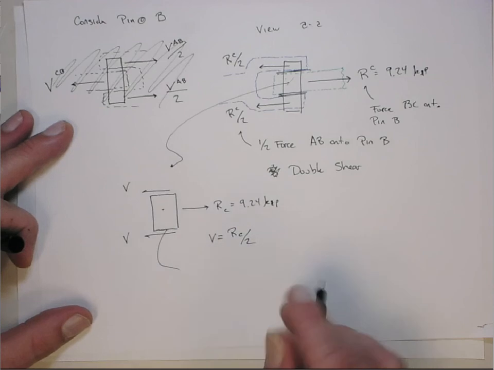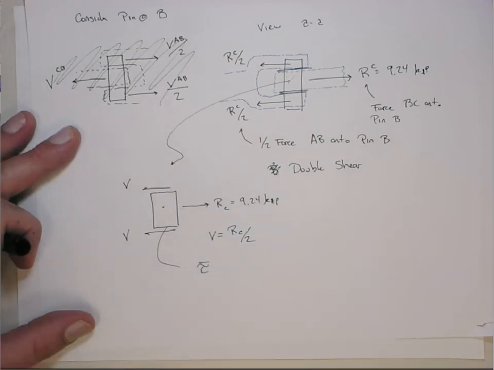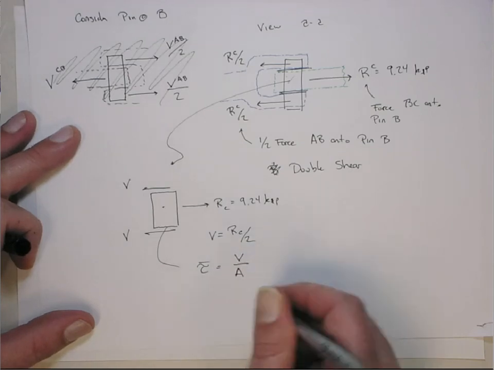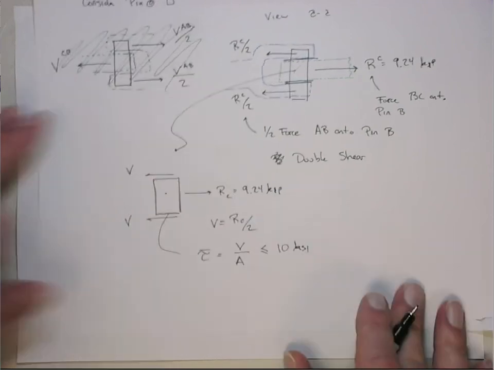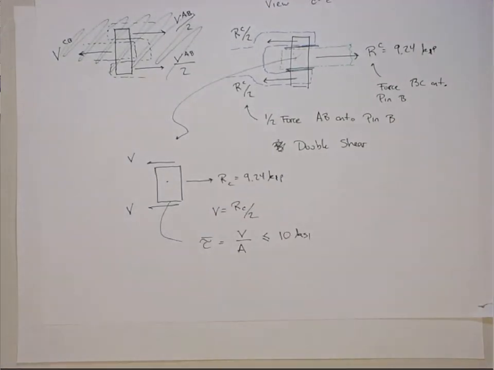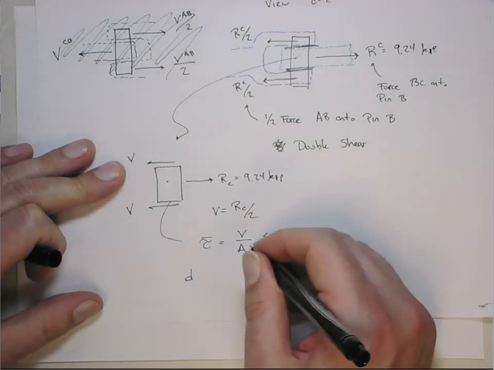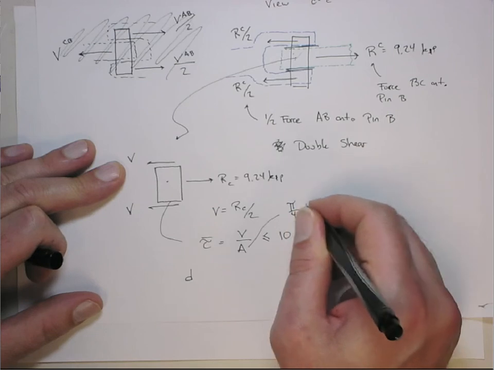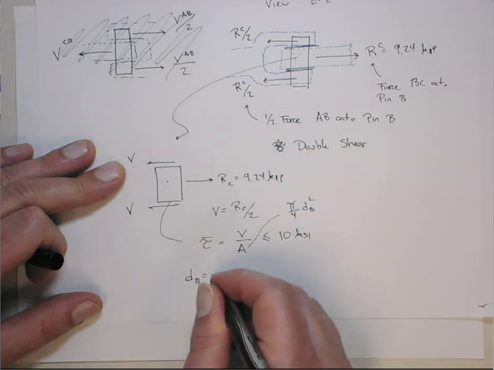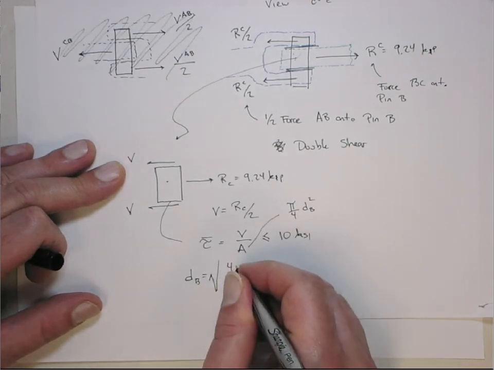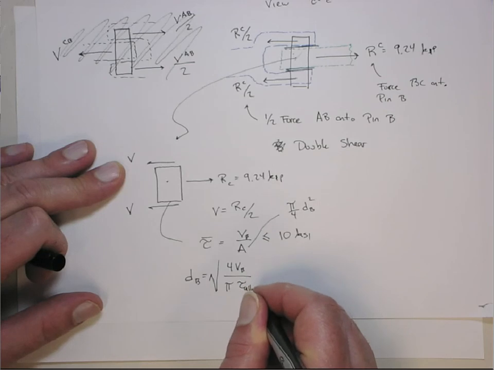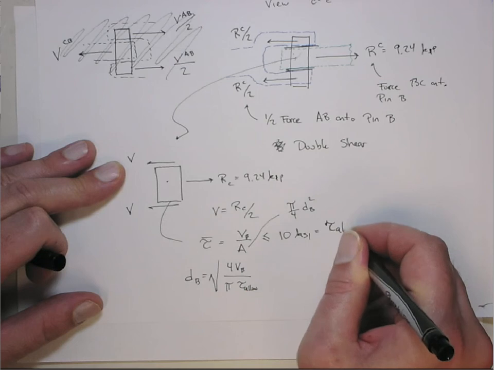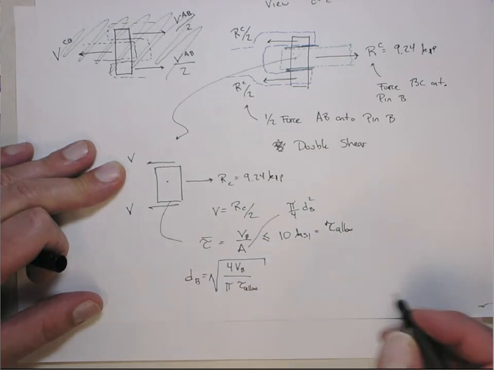Okay, let's do the stress analysis on this area. The average shear stress here is V over the area, and that has to be less than or equal to the 10 ksi. So this equation goes the same as pin A. Now at B, the area is pi over 4 times the diameter at B squared. So the diameter at B is the square root of 4 times the V at pin B over pi times the allowable, tau allowable.